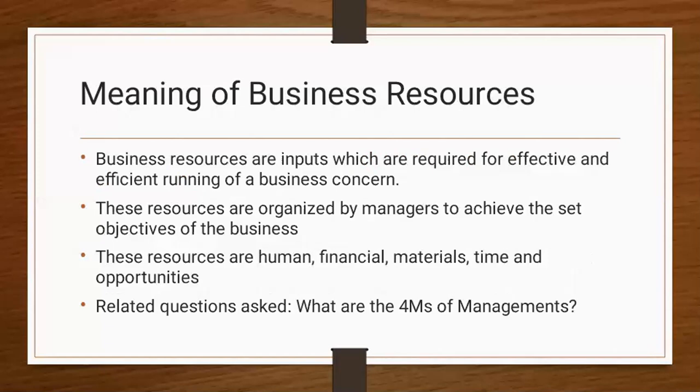I want you to mark these words: effectiveness and efficiency. Any inputs that you have put in that are required for you to run a particular business concern in an effective and efficient manner are known as what? Business resources. These resources are organized by managers to achieve the set objectives of the business. These resources are human, financial, material, time, and opportunities.